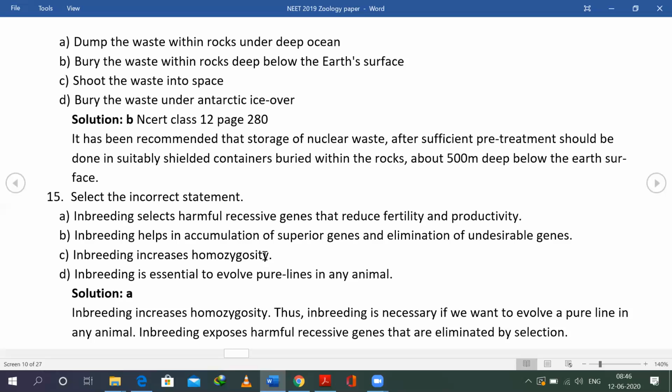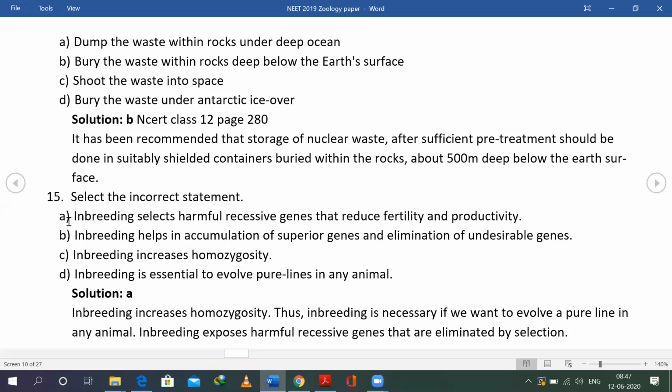Yes, this is also obviously a correct one, because we are selecting the animals which are superior and which look alike most of the time, right? So as a result of that, the resultant offspring also will be homozygous. So inbreeding increases the homozygosity, and inbreeding is essential to evolve the pure lines in any animal. So this is also a correct statement. You get the pure lines.